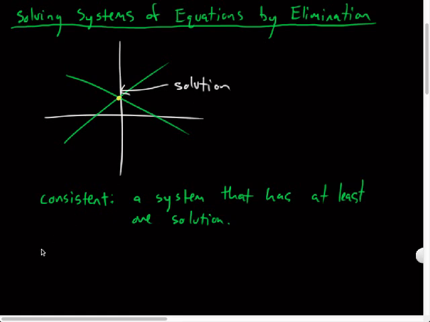The word inconsistent. Now I'm writing inconceivable. No. What am I doing? Inconsistent. There we are. It's the opposite of this. A system with no solutions.